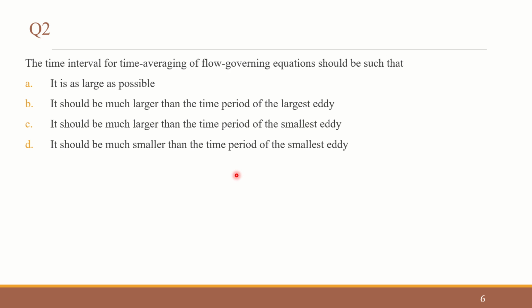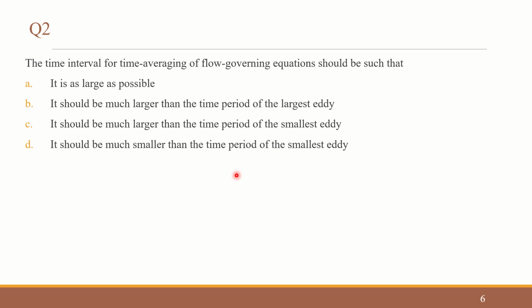And C, it is given that it should be much larger than the time period of the smallest eddy. It is false, because if it is the smallest eddy, we will only capture the information related to the smallest eddies. But what about the larger eddies and the largest eddy? We would not know. So this is false.